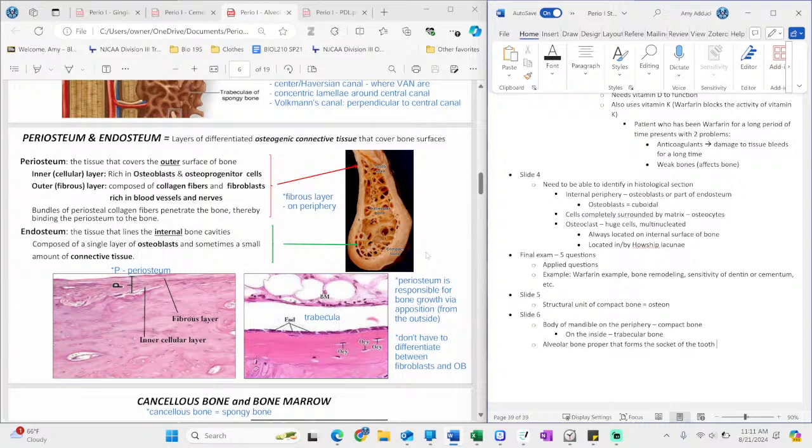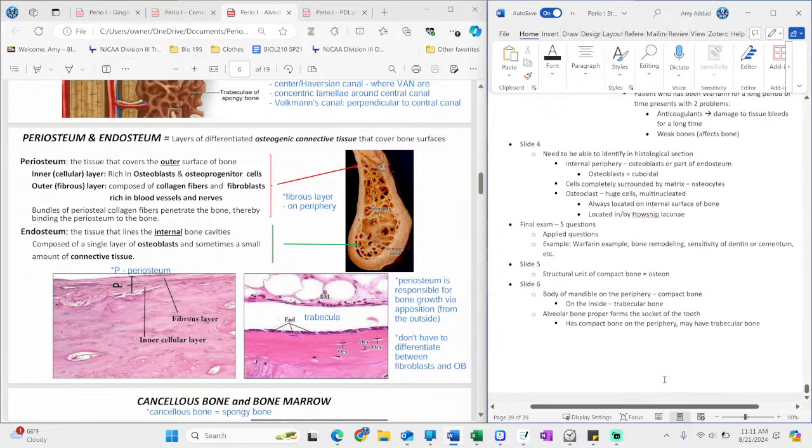Okay? And the alveolar bone proper also has compact bone on the periphery, and in some cases, we may have or not trabecular bone. It depends on how thick the actual bone is. Okay? But there is always an area of compact bone.